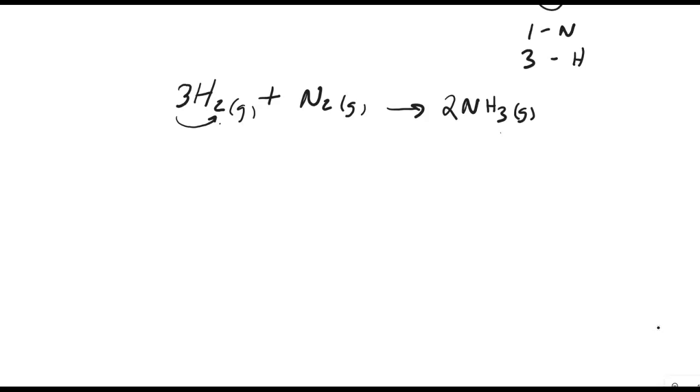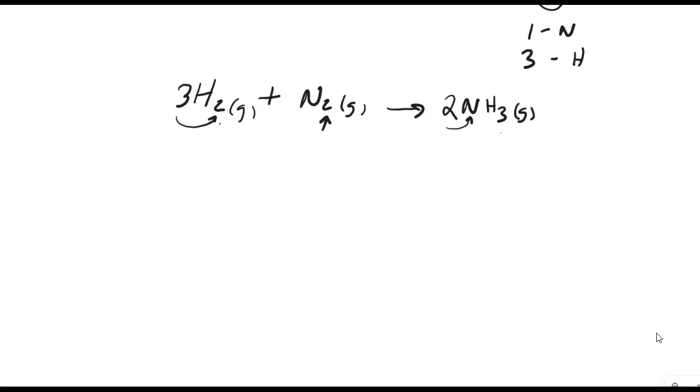And let's go ahead now and look at our nitrogens. Well, fortunately, I've got 2 nitrogens here, and that 2 distributes, and I have 2 nitrogens there. So everything's balanced using these coefficients. Let me draw this out for you schematically.